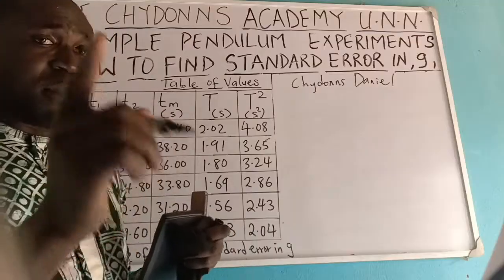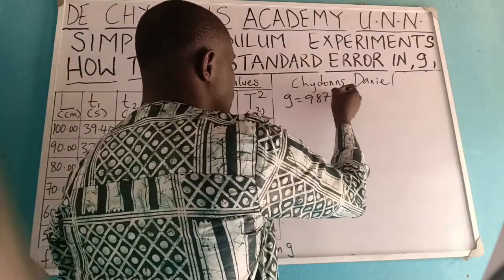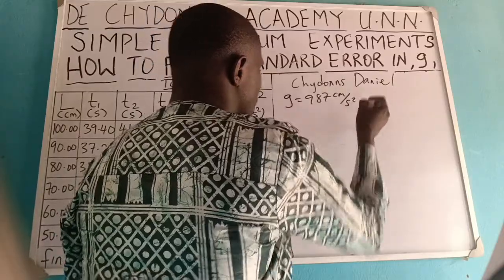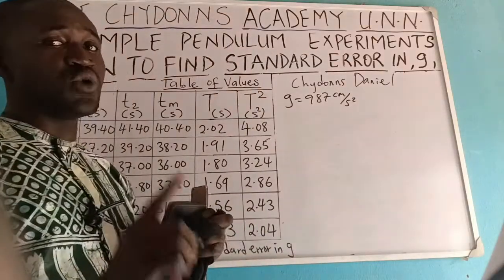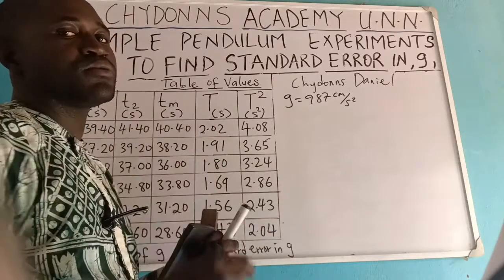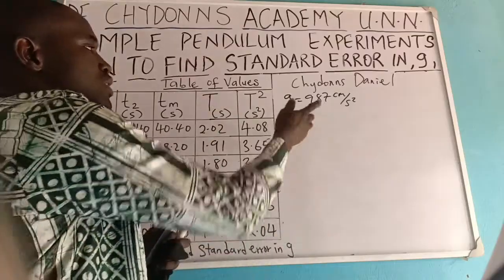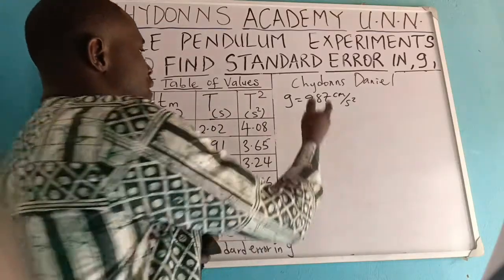Okay, still remember that we have gotten our G to be 987 cm per second squared. That was the G we got in that video. In that video we said the slope is 25 and so G. So it's not a must that yours will be 987.